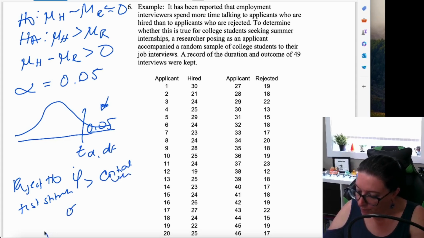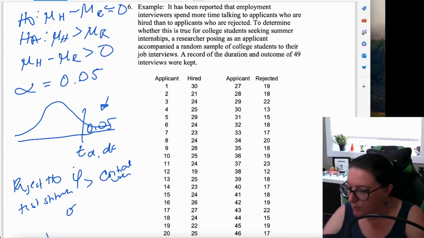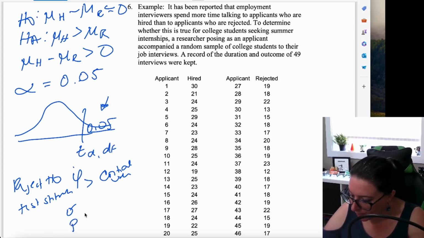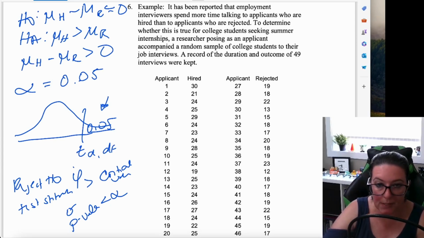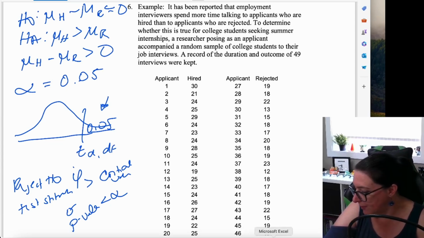or if our p-value is less than alpha. It starts to get grumpy when I try to write off the screen and then it never recovers. So if we get a p-value less than 0.05, we will reject the null hypothesis. All right, let's do this.